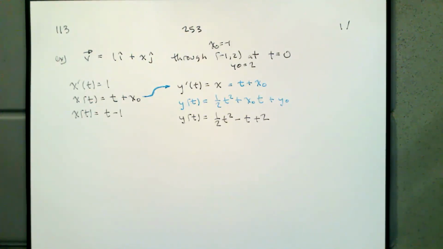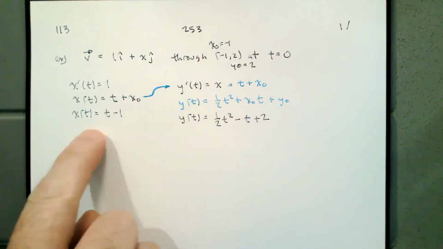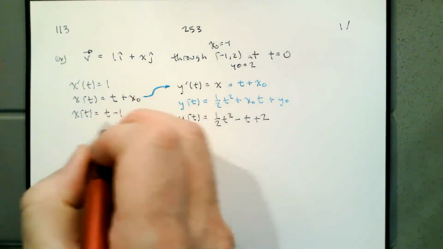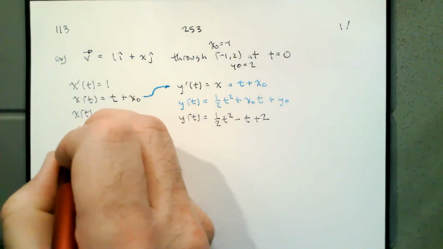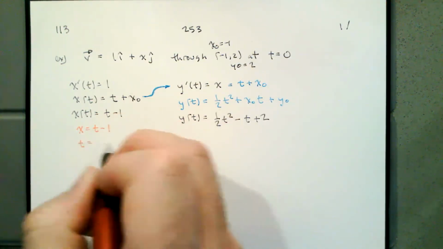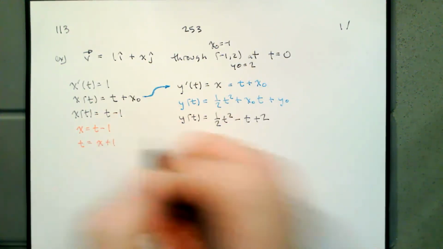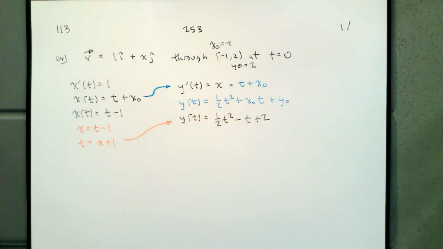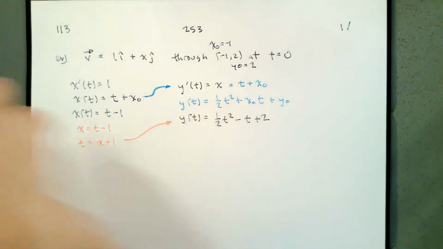If we want y as a function of x, since we know we're getting a parabola, we know that our curve will be of such a form that we can write y as a function of x. We can just solve the x for t. So if x is equal to t minus 1, that means t is equal to x plus 1. And I can put that into y to write y as a function of x.